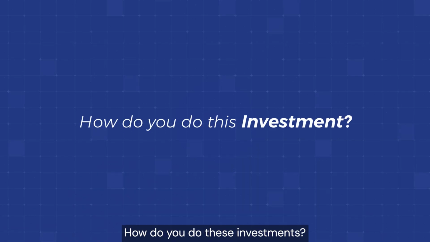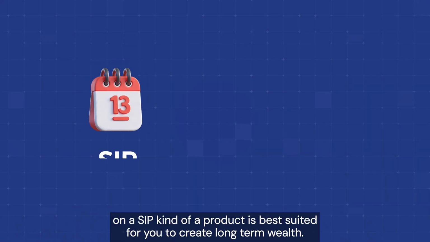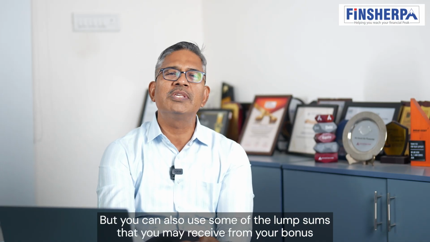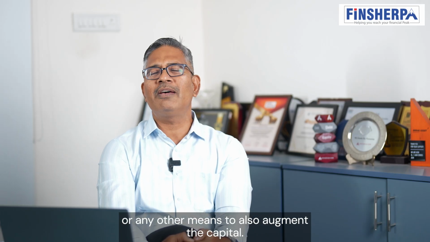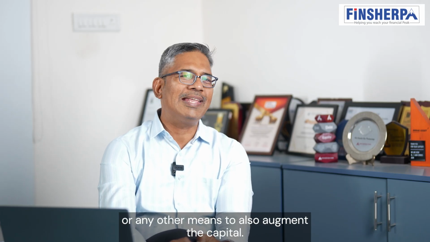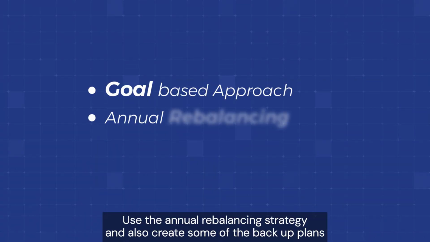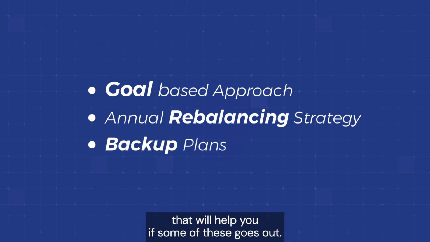Next, how do you do these investments? Ideally, I would say month on month, an SIP kind of a product is best suited for you to create long-term wealth. But you can also use some of the lump sums that you may receive from your bonus or any other means to also augment the capital. Follow a goal-based approach, use an annual rebalancing strategy, and also create some backup plans that will help you if some of these go south.